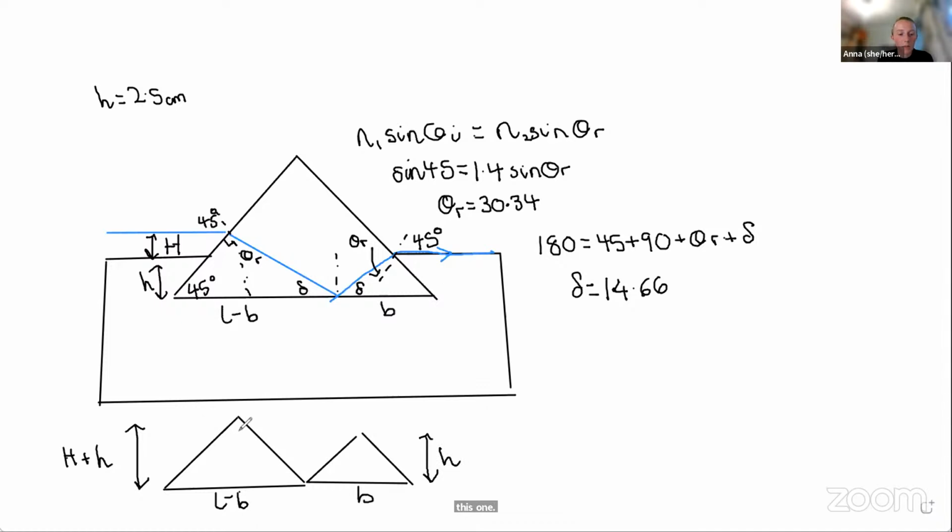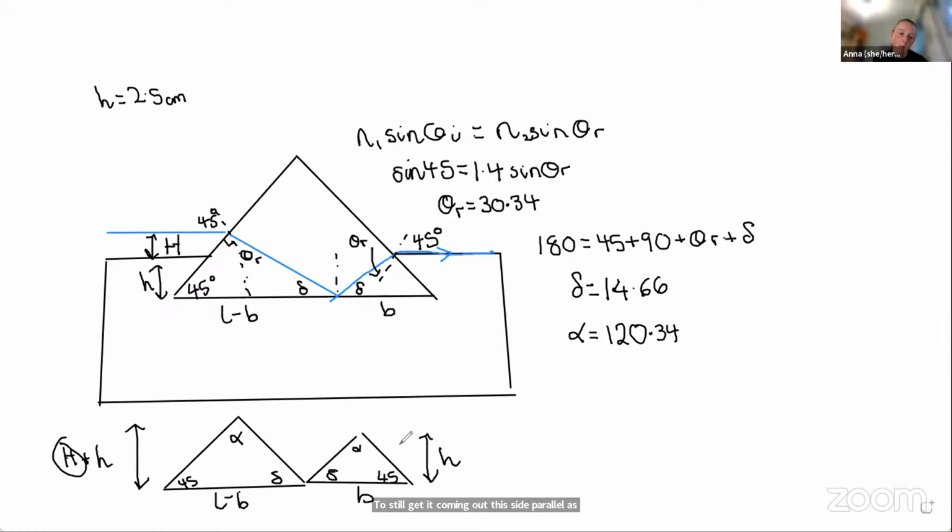And what I'm going to do is call this top angle alpha. And so that's just 90 plus theta r, which I won't make you do in the chat, but we'll find that alpha is 120.34 just by adding 90. So we've got alpha, 45 and delta, and then the same on this side because it's the same but reflected. And we're trying to find this big H because that is the maximum height of the incident beam above the reflected surface to still get it coming out this side parallel as we want.